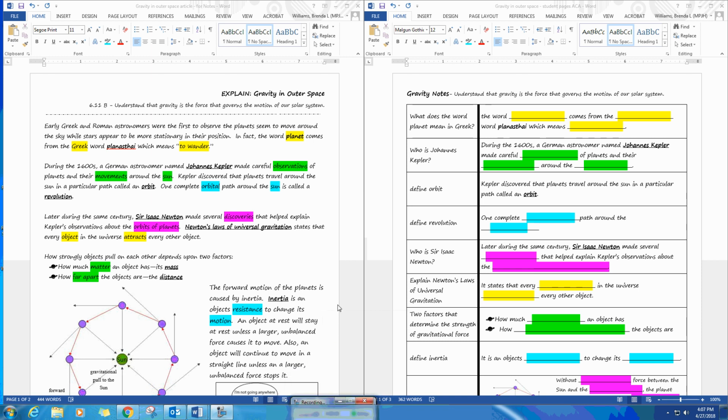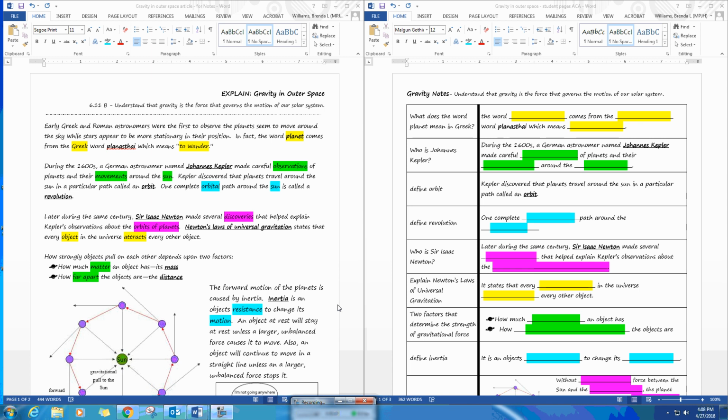Hi guys, we're going to go through the gravity notes here today. What I've done to make it easy for you is I'm going to read this article for you, and you're going to have to put some of the words from the article into your notes. So I've color-coded everything with highlighting.